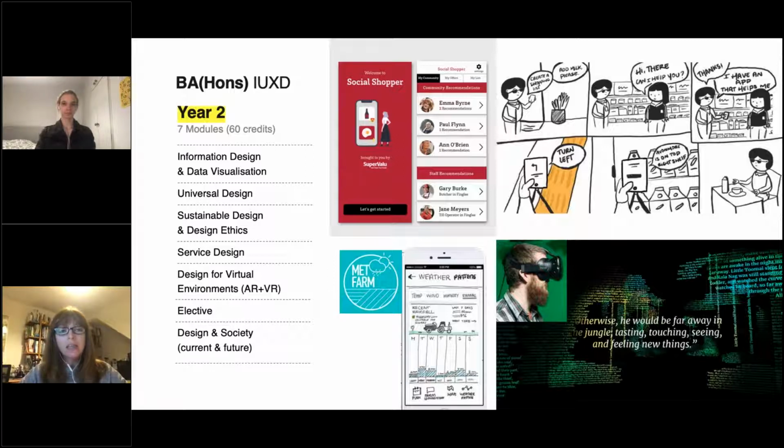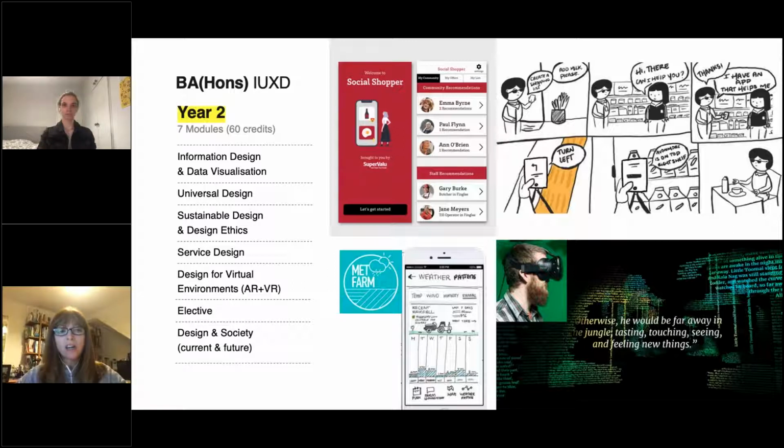So in this year, you will learn things like universal design, which is all about inclusion and designing for diverse needs. You will learn about information design and data visualization. Again, we live in an age where data is collected on everybody, so understanding the complexities of data and how to make that simple and easy to use, and how to visualize it so we can make it useful in our lives.